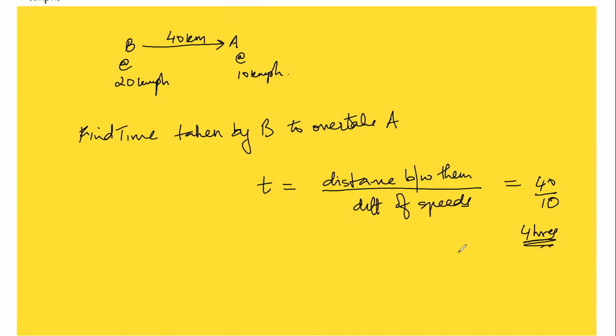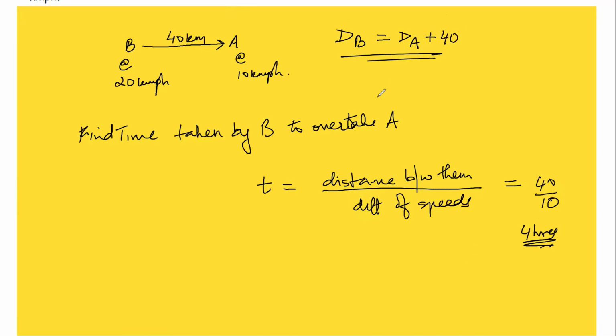Got it? And we'll solve it using an equation. So the distance covered by B is clearly the distance covered by A plus 40. And that's how we can use the equation and solve it.